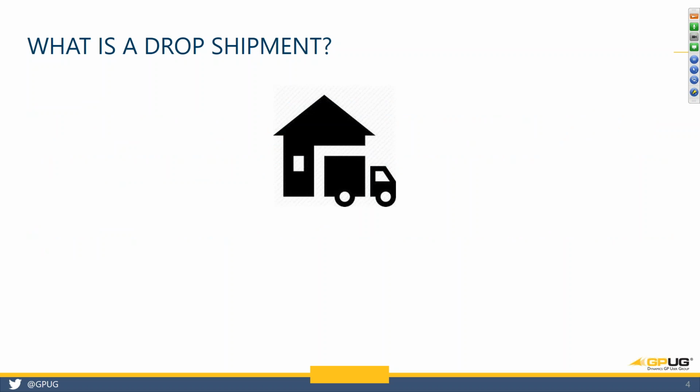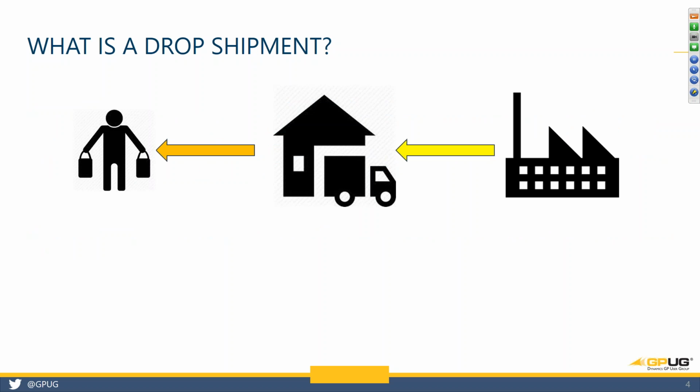So in a normal process, this is our warehouse, some little warehouse with a truck there. Normally, what we have is goods going from the factory to the warehouse, from our warehouse to the customer with the little grocery bags there.